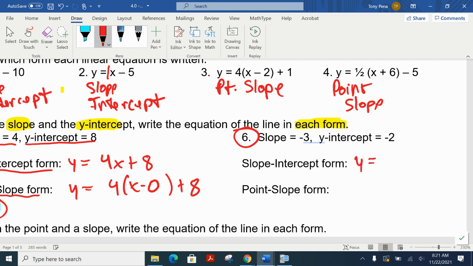All right, Karina, what do you have for number 6? For the slope-intercept form one. Good. Make sure you put the x there. Negative 3x. And then, yeah, minus a 2. So that's our slope-intercept version.